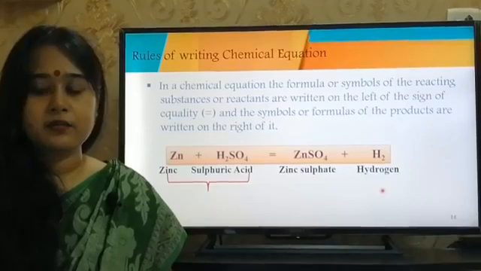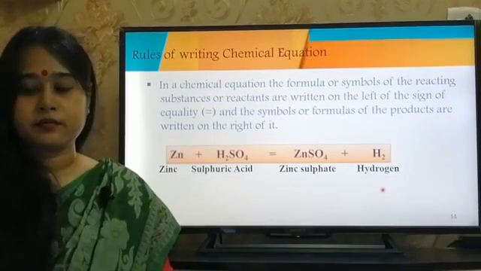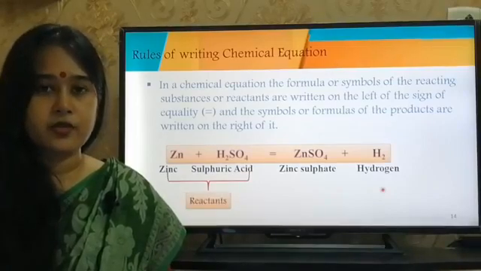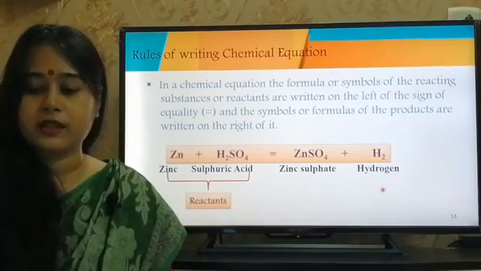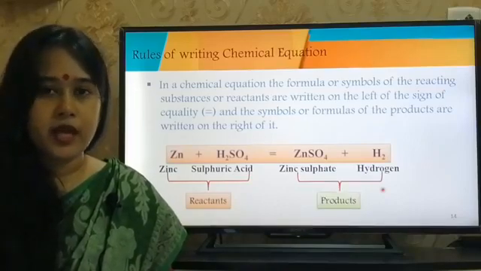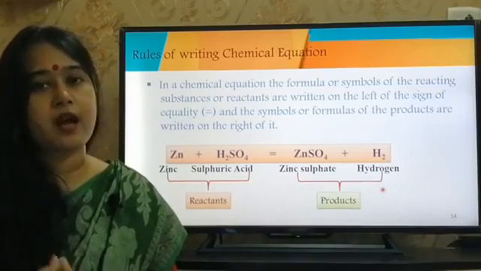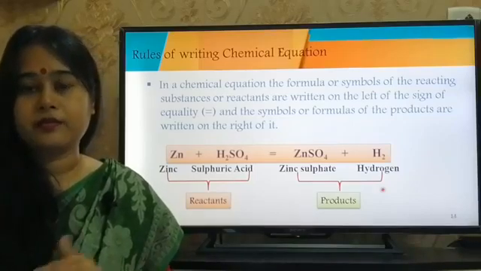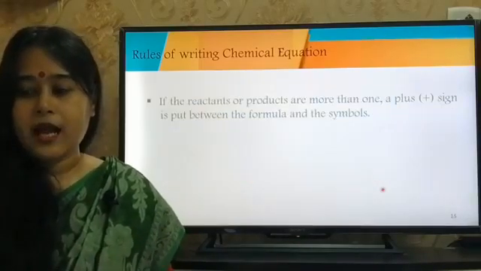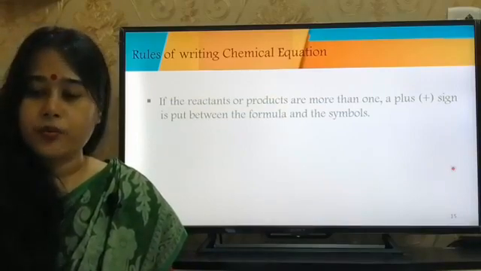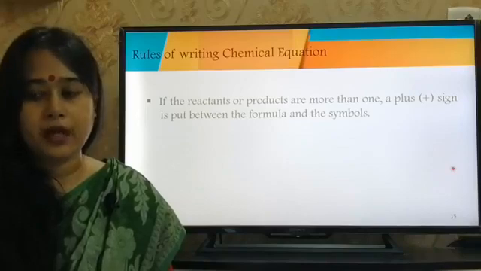Here zinc and sulfuric acid are the reactants that are written on the left hand side of the equal sign, and zinc sulfate and hydrogen are the products of this chemical reaction, and they are written on the right hand side of the equal sign.